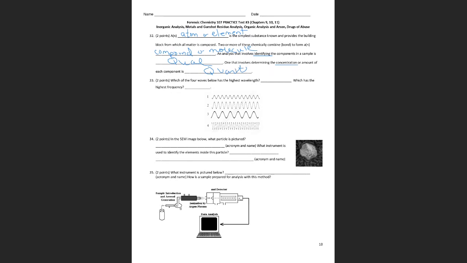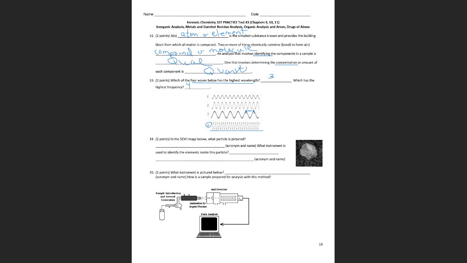And I like this question on the waves. We have 4 different waves shown here. Which has the highest wavelength? Remember, wavelength is the distance between peaks. And we have the largest distance for wavelength number 3. Frequency is how many peaks repeat themselves per unit time. And the one with the most peaks is number 4.